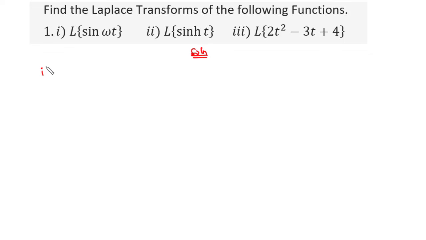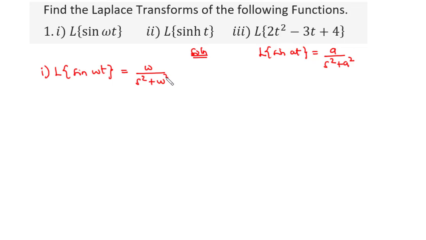For part i, we want to find the Laplace transform of the function sine omega t. Now we know that the Laplace transform of the function sine at is given by a divided by s square plus a square. Now in place of a, we have omega. Wherever we see a, we are going to put omega. Thus we have omega divided by s square plus omega square. So this is the Laplace transform of sine omega t. Let's move on to the next one.